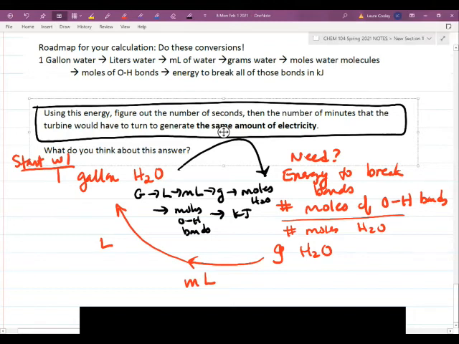How do you find the moles of the oxygen-hydrogen bonds? How many of them are there in one molecule? Oh, I see. Good.